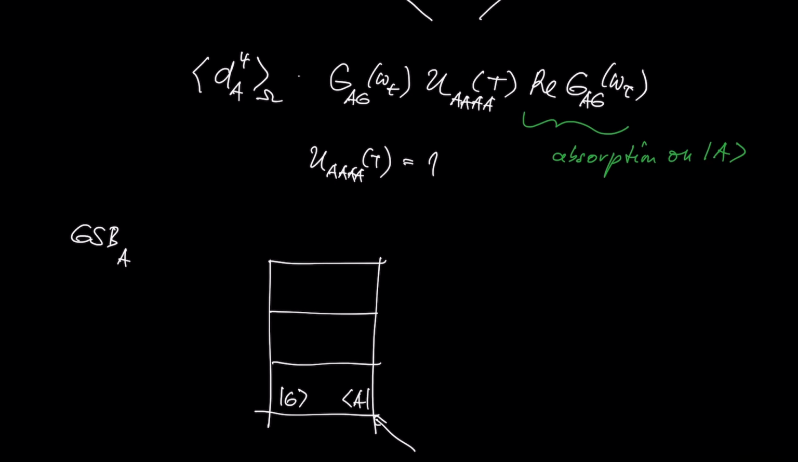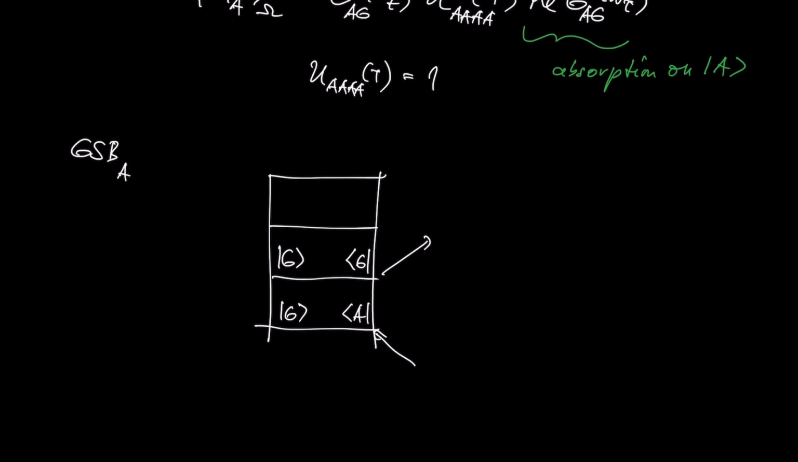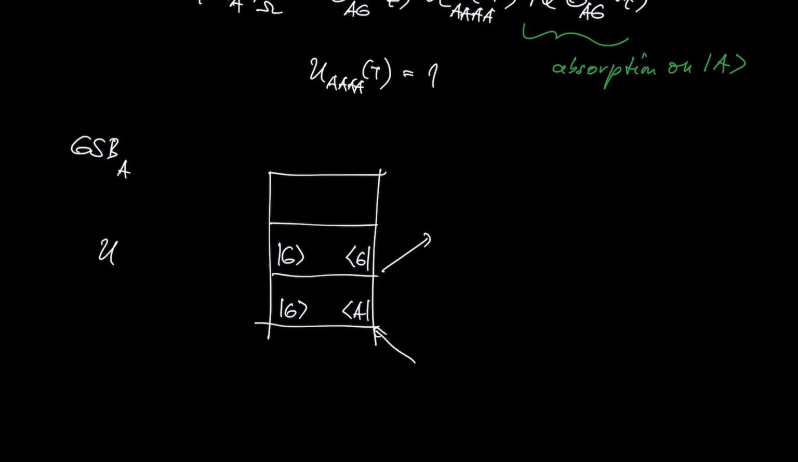So it's going to be this, but the second pulse will not bring me to the population of state A, but will bring me to the ground state. So it has to look like this. Now it's obvious that UGG is 1. There's no evolution on the ground state. It is not the evolution of the population.